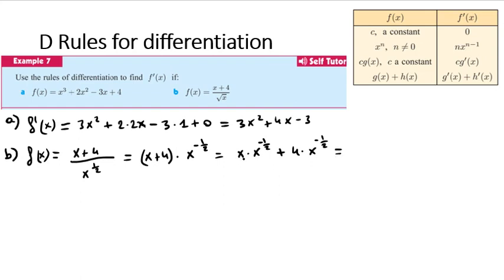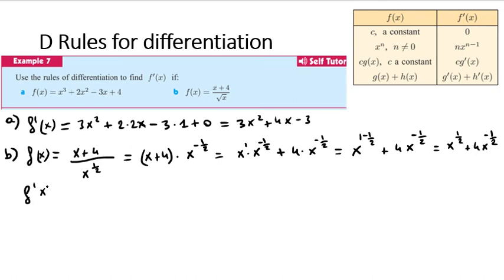And then here, x times x to the power of minus 1 over 2. x is actually x to the power of 1. So that is equal to x to the power of 1 minus 1 over 2 plus 4 times x to the power of minus 1 over 2. So the answer is x to the power of 1 over 2 plus 4 times x to the power of minus 1 over 2. But that is just the function. So we wrote down the function in this form, and now we can take the derivative.